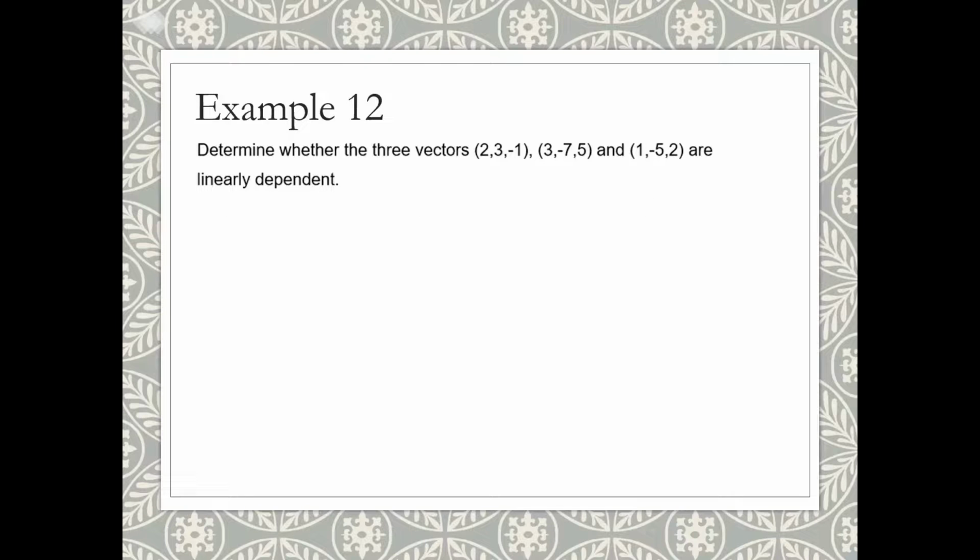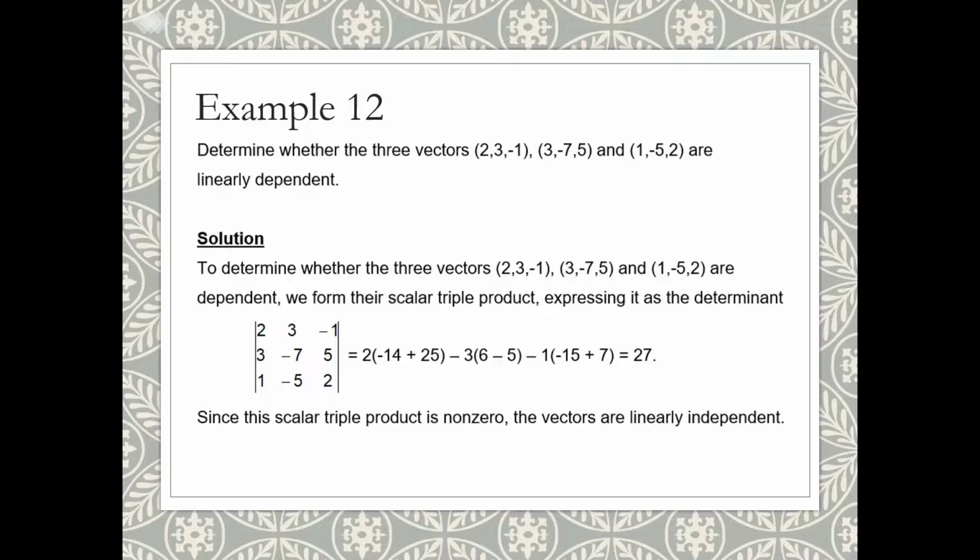Refer to example 12. You need to determine whether the given three vectors are linearly dependent. To answer this question, you need to evaluate the triple scalar product using determinant of order 3, in which the component of the first vector is in the first row, the component of the second vector is in the second row, and the component of the third vector is in the third row. You should be able to get 27 as the final answer. As the answer is not equal to 0, we can conclude that the vectors are linearly independent.